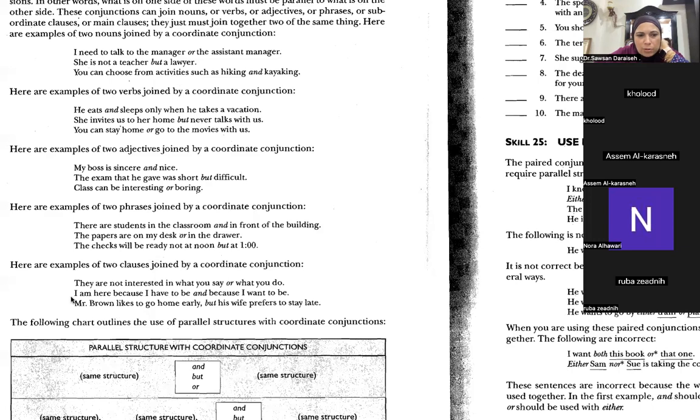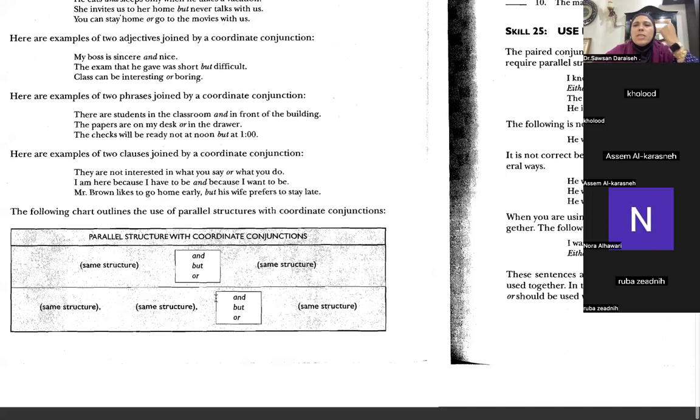So Mr. Brown, subject, verb, complement, likes what? To go home early, prepositional phrase. But on the other side, we have his wife, just like Mr. Brown. His wife here is the subject, prefers, here likes, to stay, to go, to stay late. So you have parallel structure here and here, and the conjunction here is but, as you can see.